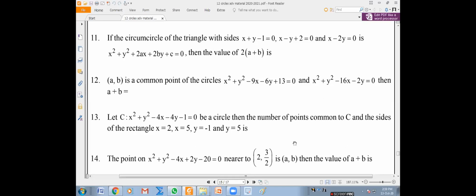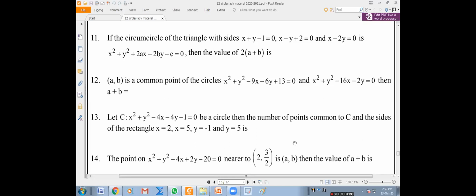This is (2, 2). This will be (5, 2). This will be (-1, 2). This will be (2, 5). This will be (2, -1).